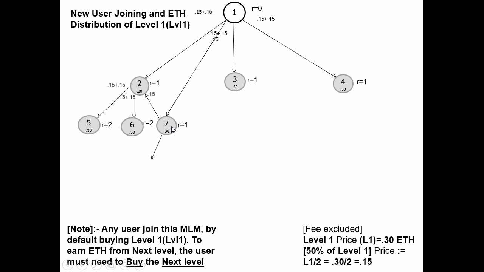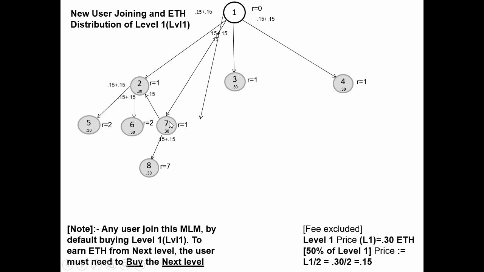Now the next user is added by user 7. User 7 is adding a new user, user 8. So this money will totally go to user 7 as the introducer, R equals 7, and 0.15 to this user 7 because this is connected directly.